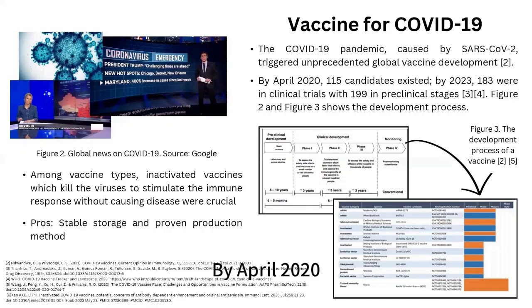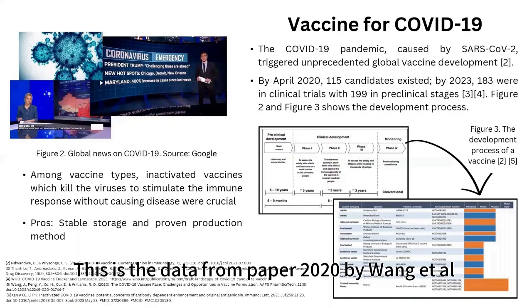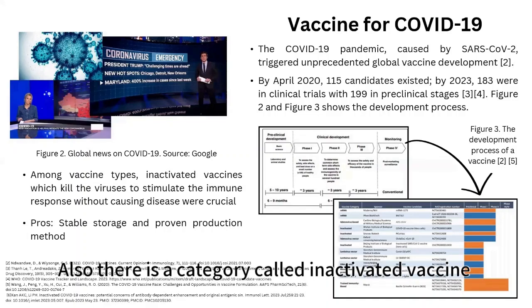By April 2020, there were 115 vaccine candidates, and from the World Health Organization in 2023, there are 183 in clinical trials and 199 in preclinical stages. Also, figure 3 shows the vaccine category and the development phase. This is the data from a 2020 paper by Wang et al. As we can see also, there is a category called inactivated vaccines.